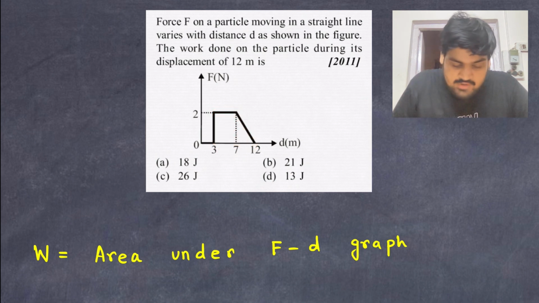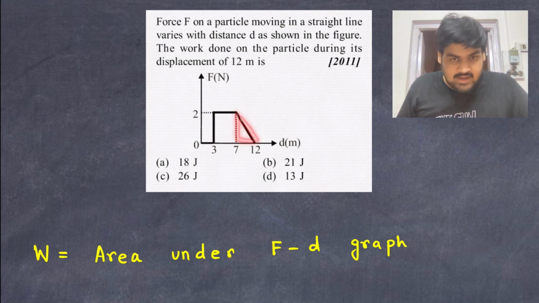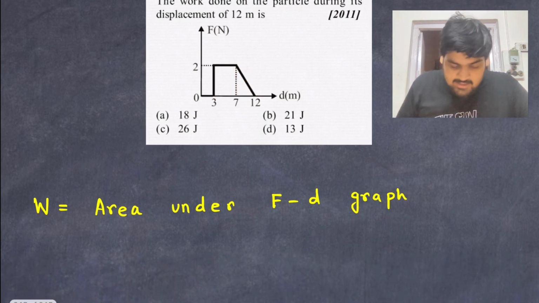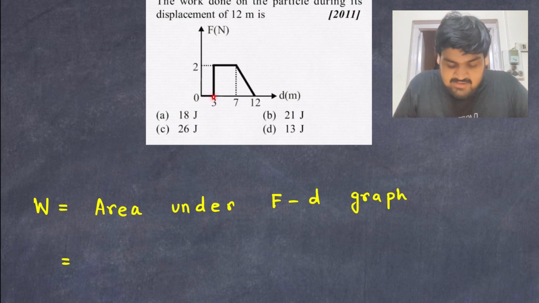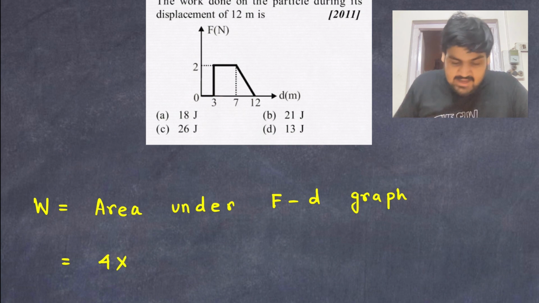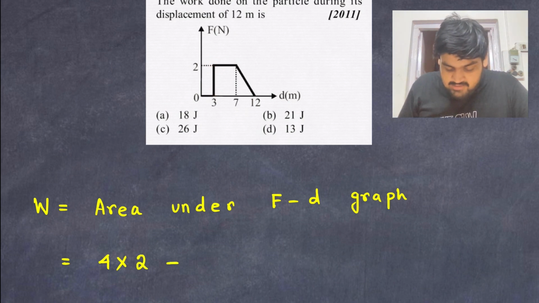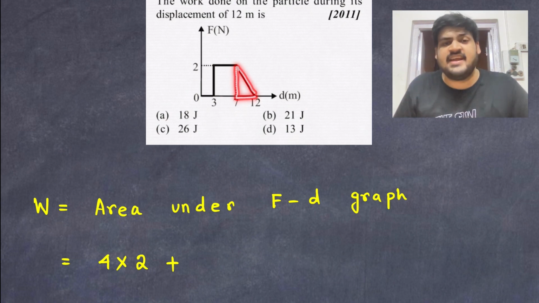You can divide this area into two areas, one rectangle and one triangle. What will be the area of the rectangle? The base of the rectangle is spanning from 3 to 7, so the base is 4, and the height of the rectangle is from 0 to 2, so the height is 2, plus the area of the triangle. Now what is the area of a triangle?